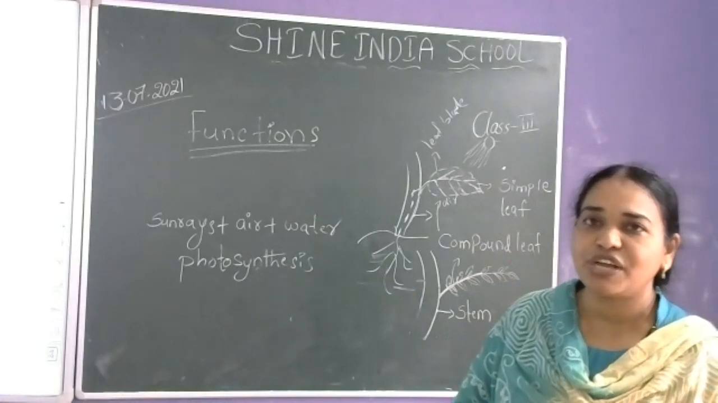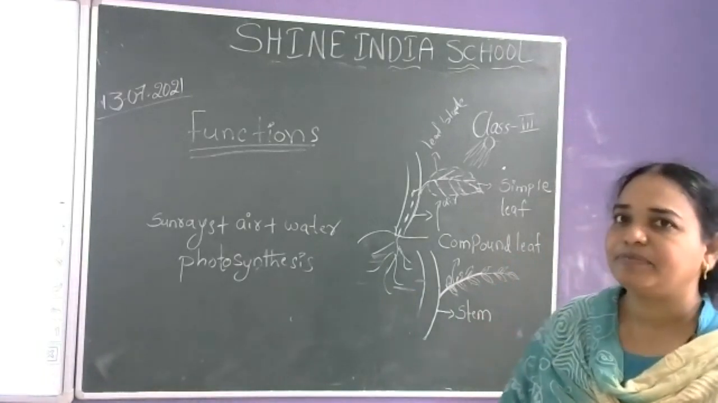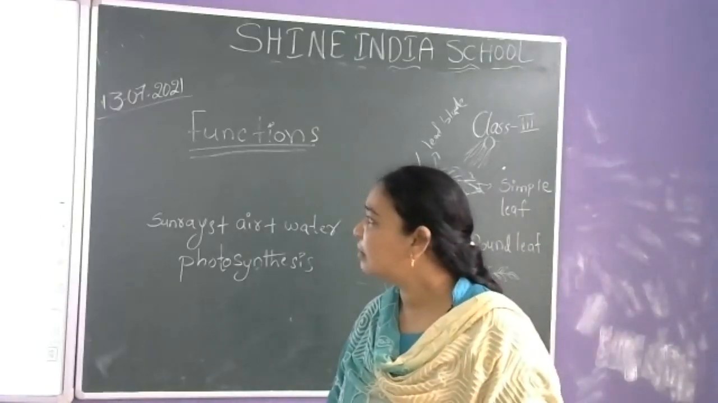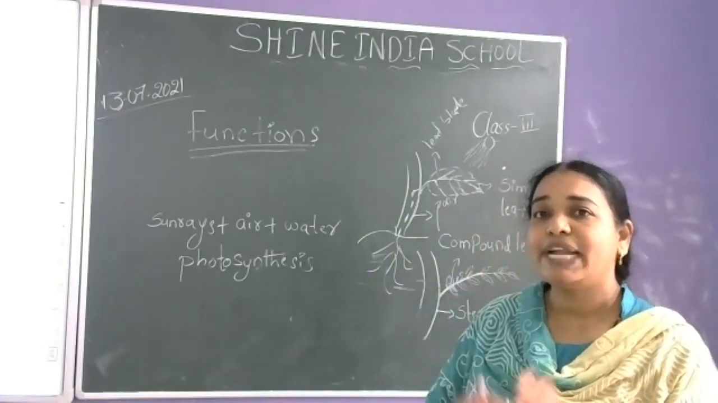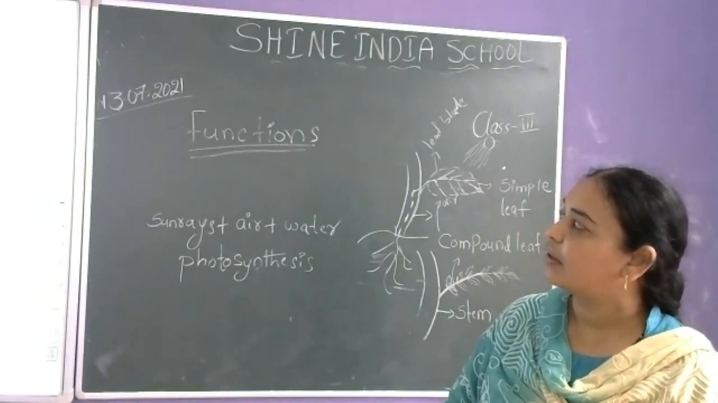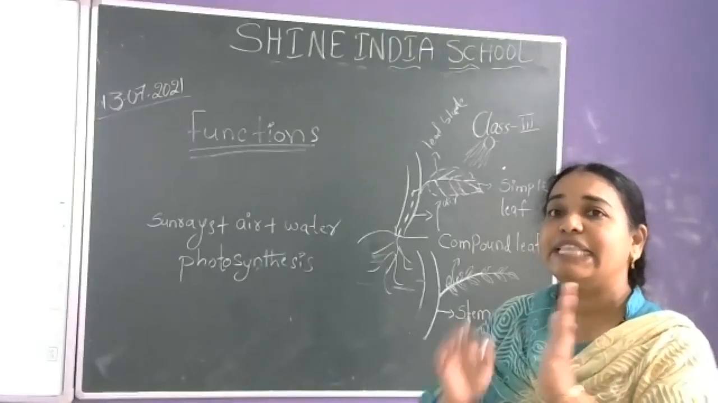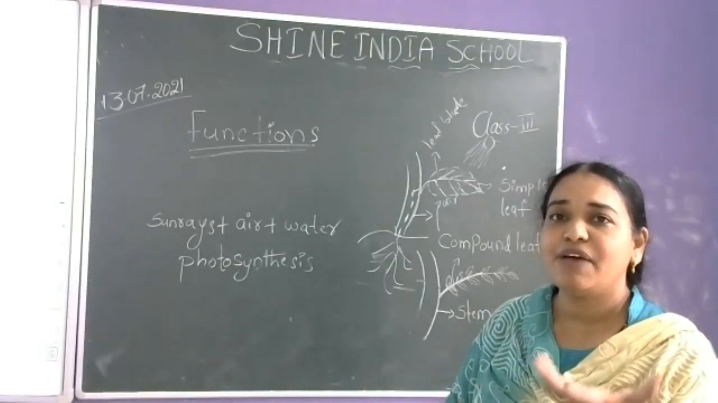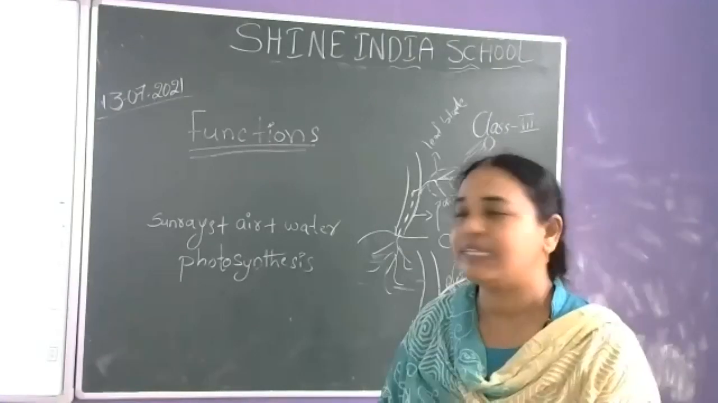So what is the main function of the leaf? Can you say now? What is the main function? Sunlight, air, water. What is the function of the leaf? Teacher, sunlight, air, water. Sunlight, air and water. The leaf is preparing the food. That means the function of the leaf is preparing the food. The main function of the leaf is what? Preparing the food. Okay?